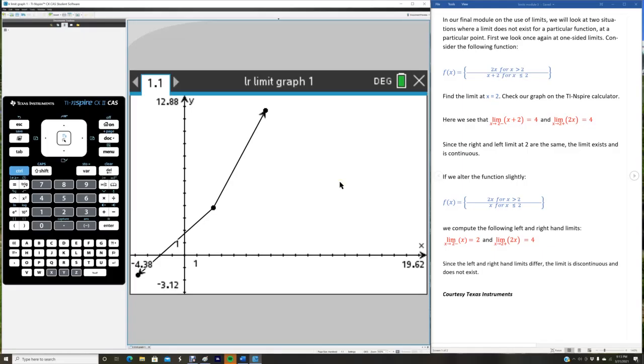Today we're going to look at our third and final module on the use of limits, and in particular today we're going to look at a situation where a limit does not exist for a particular function at a particular point. First we look once again at one-sided limits.